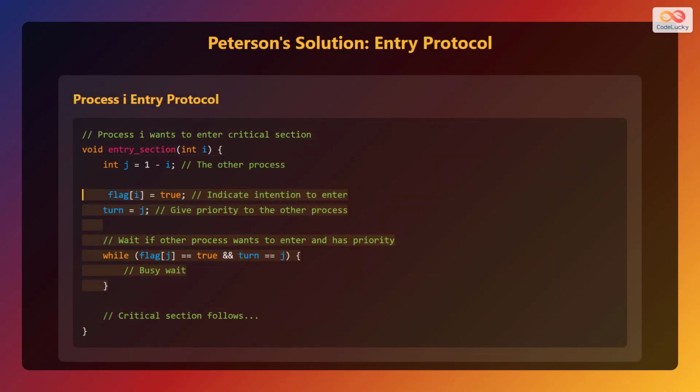Here's the entry protocol for process i. First, process i indicates its intention to enter the critical section by setting flag[i] to true. Then it gives priority to the other process by setting turn equal to j, where j is the ID of the other process. Finally, process i waits in a busy wait loop, as long as the other process wants to enter the critical section and process j has priority because turn is equal to j. Once this waiting condition is false, process i can safely enter the critical section.